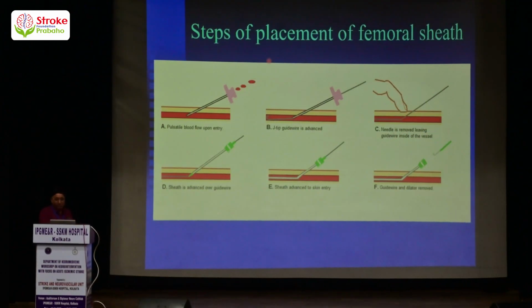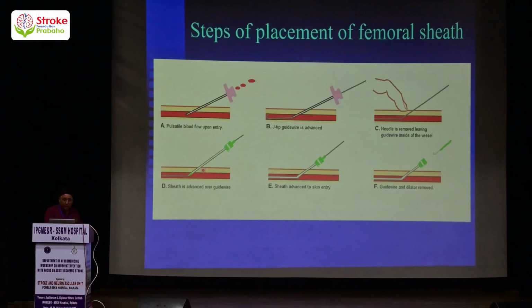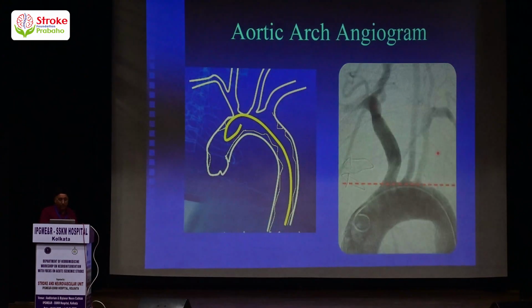These are the various steps of placement of the femoral sheath. When you puncture the femoral artery, a gush of blood will come out. Then we take the guide wire over it, and then we take out the puncture needle. On the guide wire, we introduce the femoral sheath, and then we take out the needle, the guide wire as well as the catheter at the same time, and secure the sheath, and flush with the venous saline.